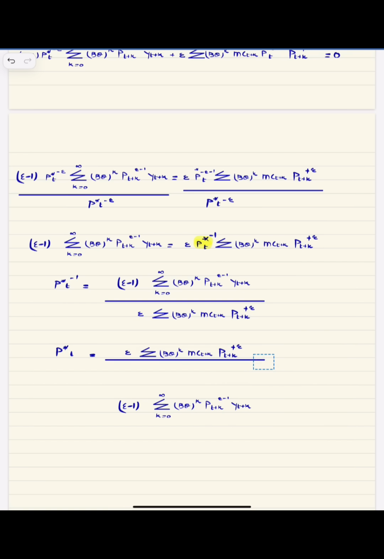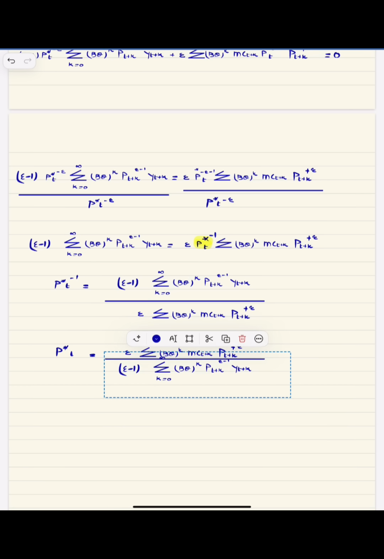And yay! So we now have the, remember, this is the Calvo optimal pricing rule, which is not yet a Phillips curve, okay? This is the non-linearized version, which we have to linearize.